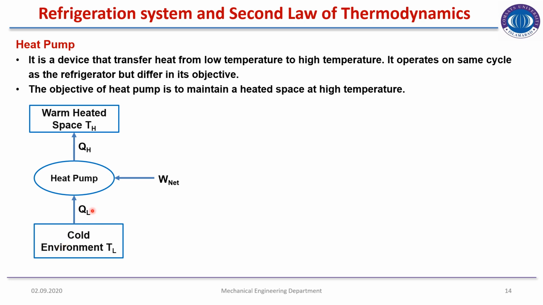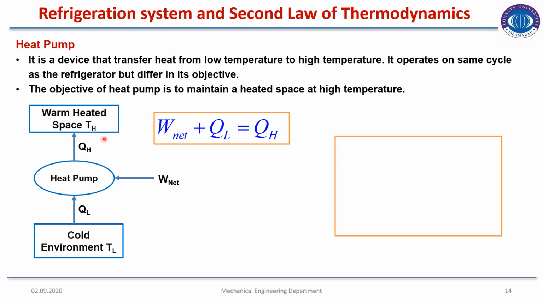QL is the amount of heat taken out from a cold environment that is at a temperature TL. By doing so, the heat pump utilizes the energy input. W net is the amount of work done on the heat pump, and QH is the amount of heat rejected into the warm heated space, which is at temperature TH. Therefore, W net plus QL is equal to QH.